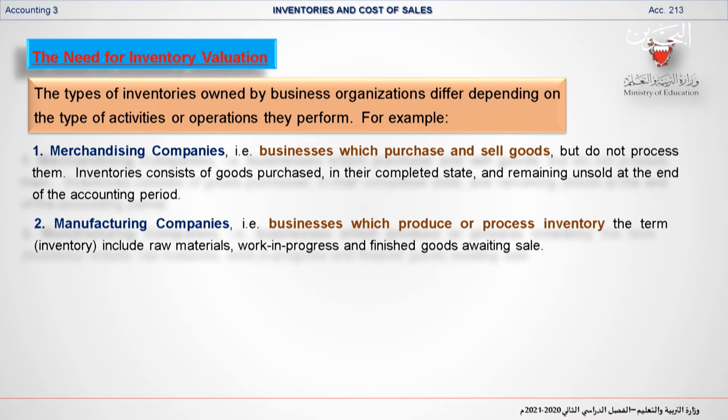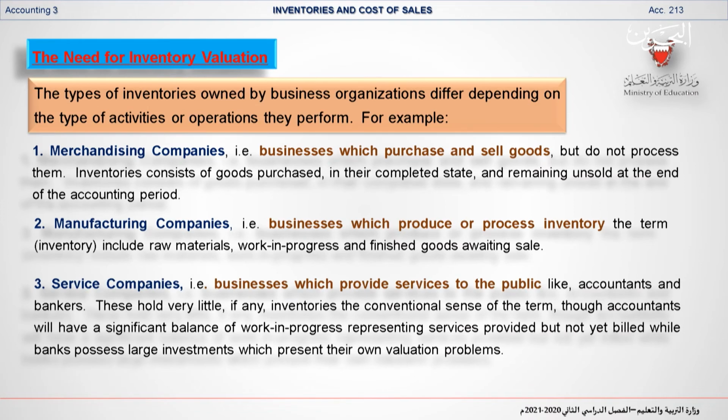So, in this case, the term inventory consists of goods purchased in their completed state. The second type of companies are manufacturing companies. A manufacturing business is any business that uses raw materials, parts, and components to assemble finished goods by employing machines, robots, computers, etc. One example of a manufacturing business is car manufacturing companies, such as Ford. So, in this case, the term inventory includes raw materials, work in progress, and finished goods awaiting sale.